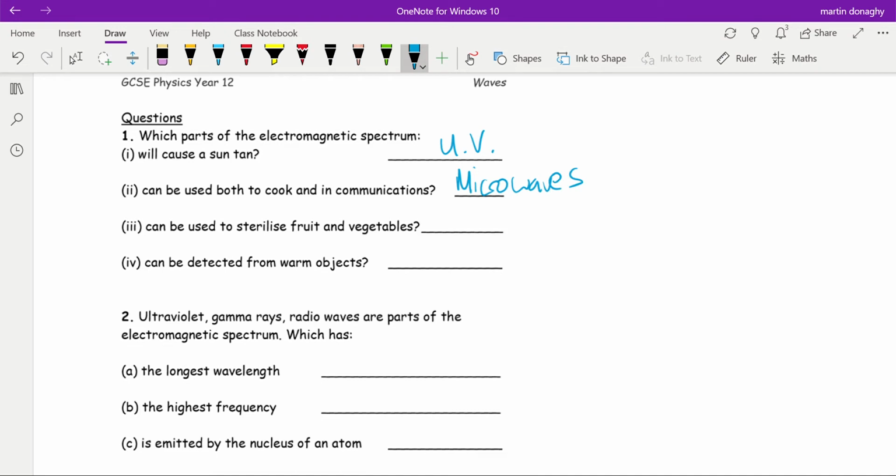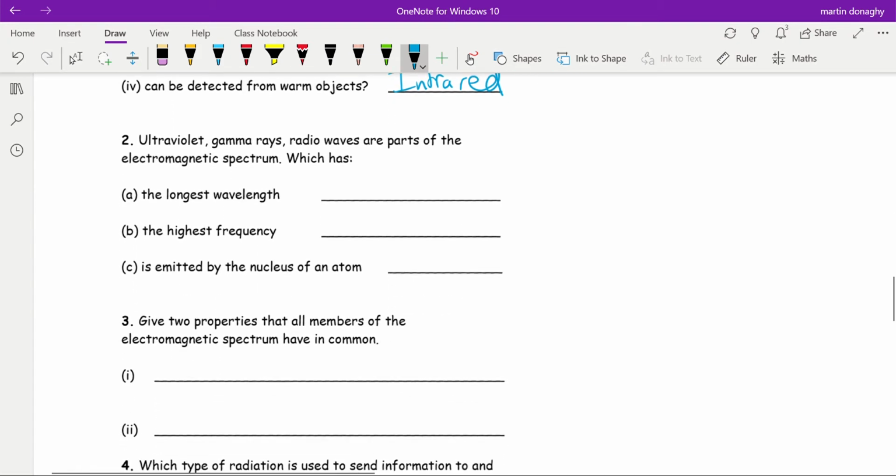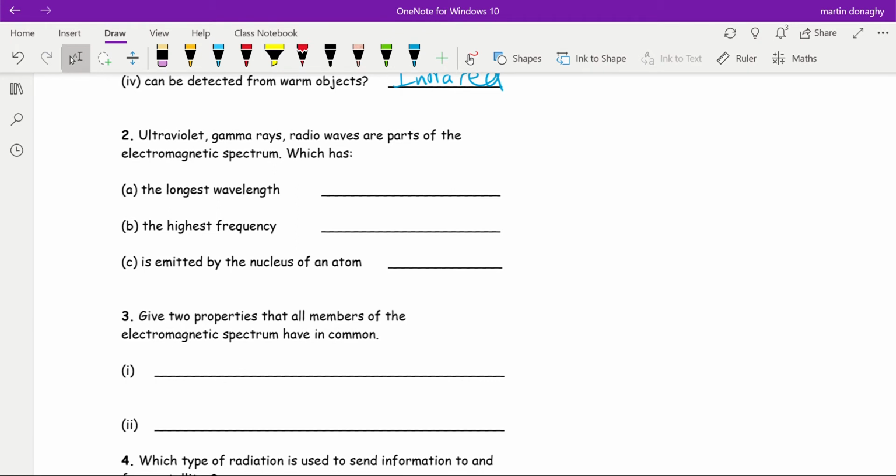Can be used to sterilize fruit and vegetables. That is gamma rays. Can be detected from warm objects. All warm objects emit infrared. Which is the longest wavelength of these three?